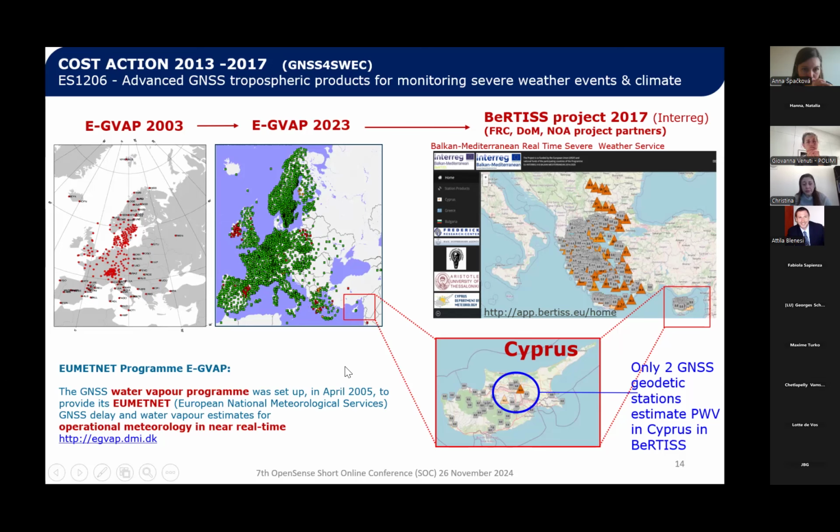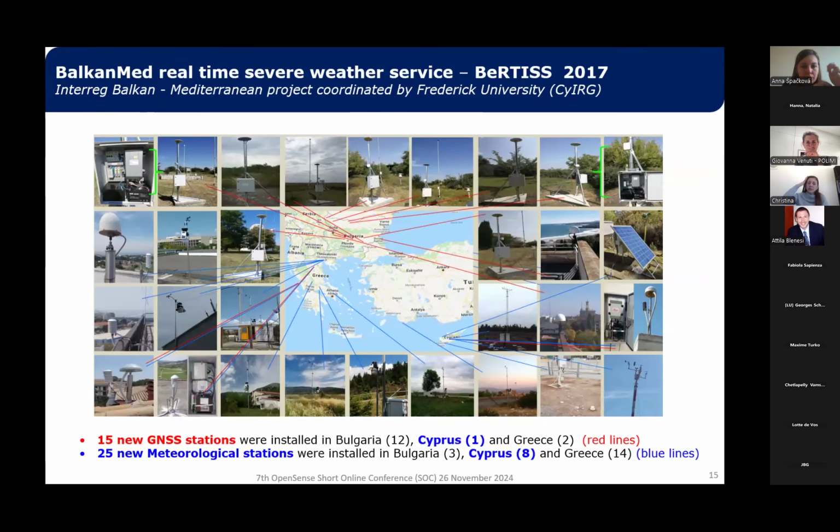To meet this gap, our group initiated an Interreg project, BERTIS, to install a real-time water vapor service that will provide water vapor in Greece, Bulgaria, and Cyprus. Because the geodetic receivers were very expensive, approximately 13,000 euros, in Cyprus we were able to install only 2 receivers. So the BERTIS network is now operational. Here you can see the new meteorological and GNSS stations in the 3 countries.